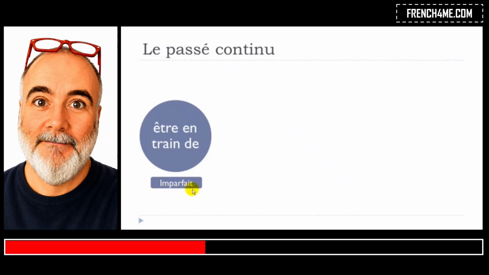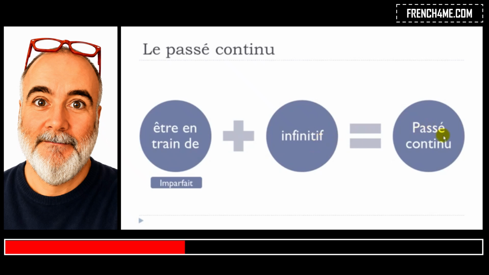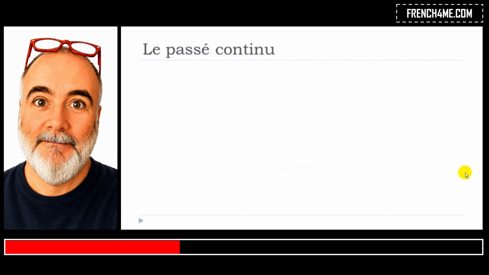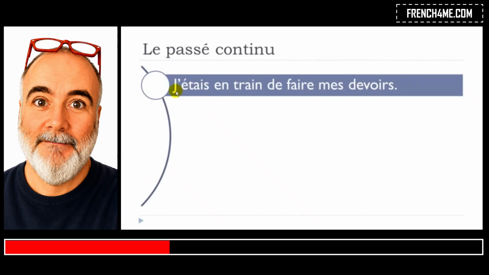So if you want to use this passé continu concept, then use être en train de, and you use this imparfait, okay? Then same idea, you put your verb at the infinitive form, and you will get this passé continu, okay? So you know what? We'll take exactly the same sentences that we had as examples for the present, but we just put them at the passé. And here we go.